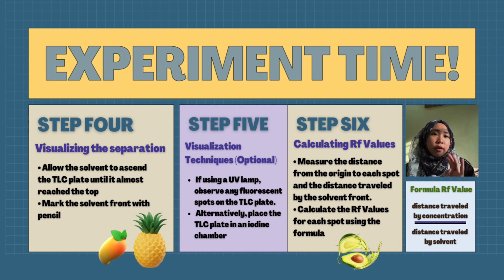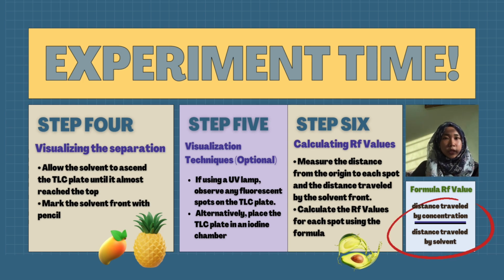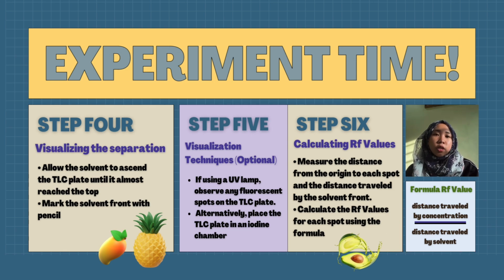Step 4. Visualizing the separation. Allow the solvent to ascend the TLC plate by capillary action until it almost reaches the top. Remove the TLC plate from the chamber and mark the solvent front with a pencil line immediately. Step 5. Visualization technique. This step is optional. If using a UV lamp, observe any fluorescent spots on the TLC plate. Alternatively, place the TLC plate in an iodine chamber to visualize spots that react with iodine vapors.